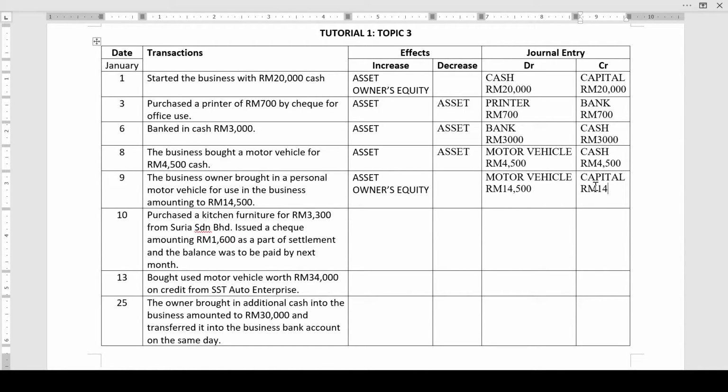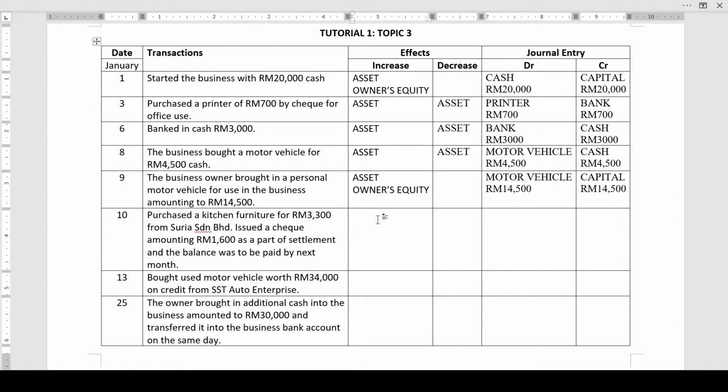Okay, let's look at the next one. Purchase a kitchen furniture for 3,300 from Surya Sendirian Berhad. Issued a check amounting to 1,600 as part of settlement, and the balance was to be paid by next month. So the payment is not immediate. They pay 1,600 immediately, and then the balance is paid next month. So there is a financial obligation for them to settle the money in the future.